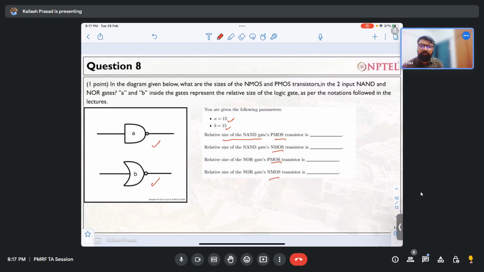Because we have just seen the logical effort, right? So in the logical effort, we have seen the sizing before. How do we size? If the total size is A, what will be the size of NMOS and PMOS?